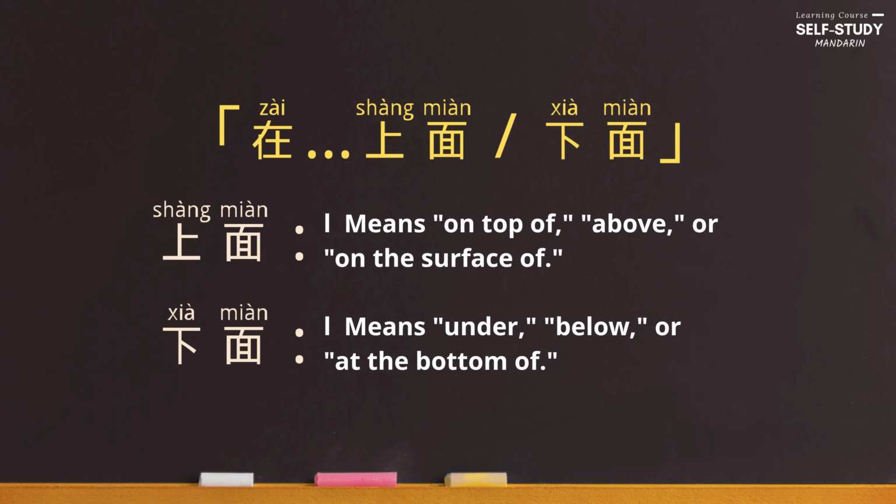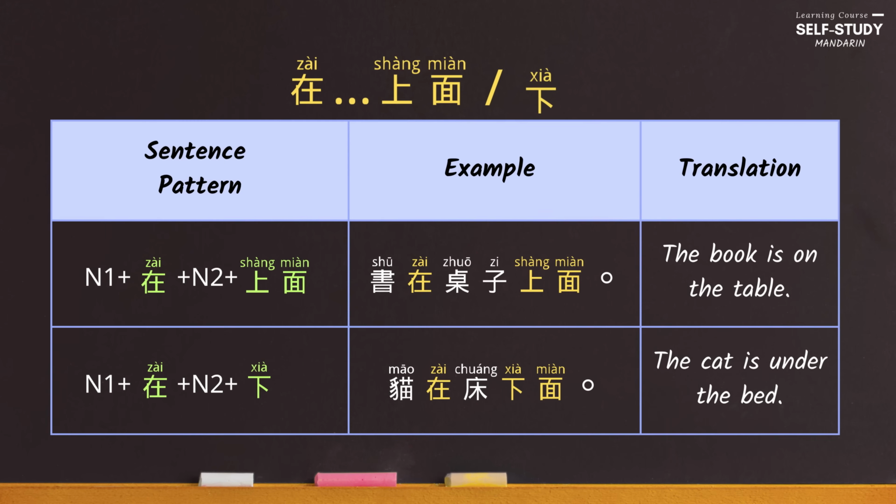上面 and 下面 are primarily used as localizers or postpositions to indicate location or position. 上面 means on top of, above, or on the surface of. 下面 means under, below, or at the bottom of. These localizers are most frequently used in the existence or location sentence pattern, which answers the question, where is something?